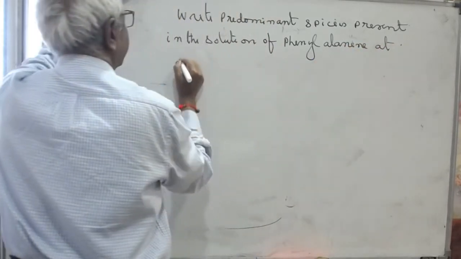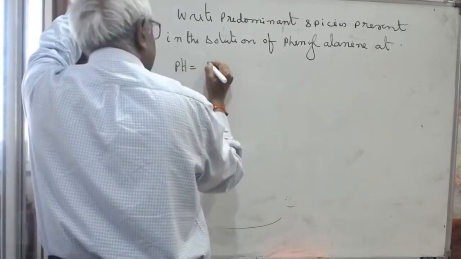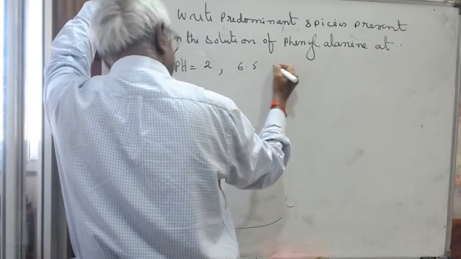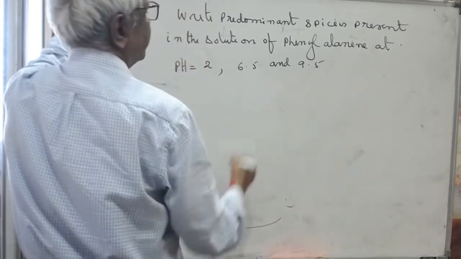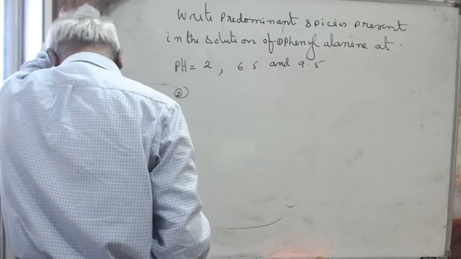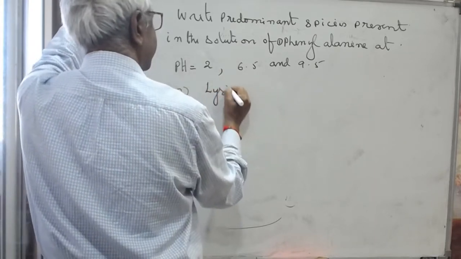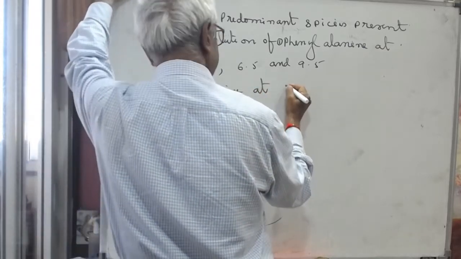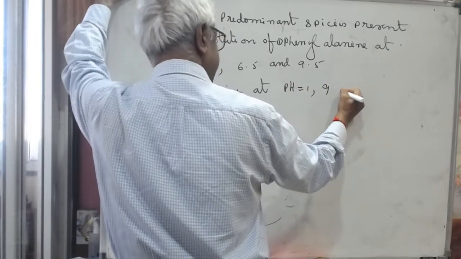At pH 2, 6.5, 9.5. Second, lysine at pH 1, pH 9.